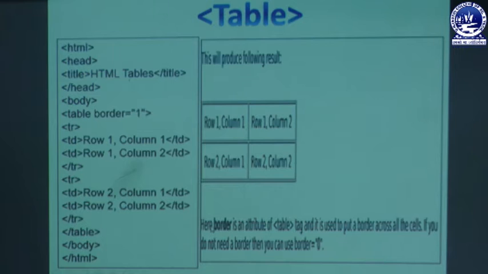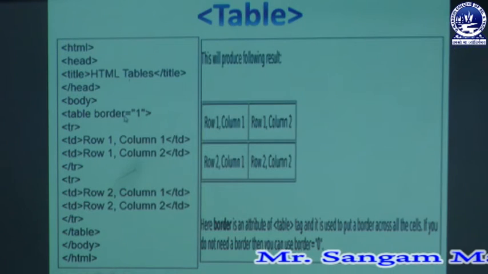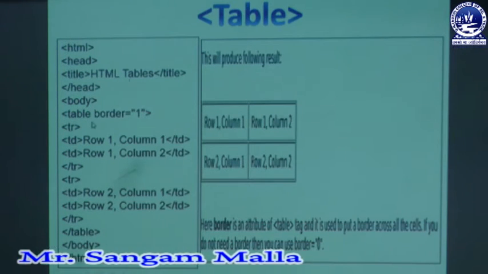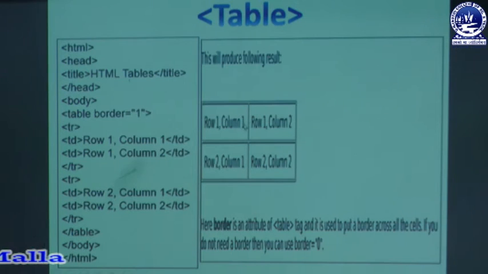Here you can see that border is an attribute of the table tag and it is used to put a border across all the cells. That means each value in a table is considered a cell. So the border attribute of the table tag is used to define the border of the table. If you do not need any border, then you can use border equal to 0. We can give border equal to 0, or by default if you are not writing anything, that means if you are specifying only the table tag, then the border of the table will automatically be 0. So this is the general syntax of writing a table tag followed by tr tag and td tag, and this is the output of the table we have created over here.